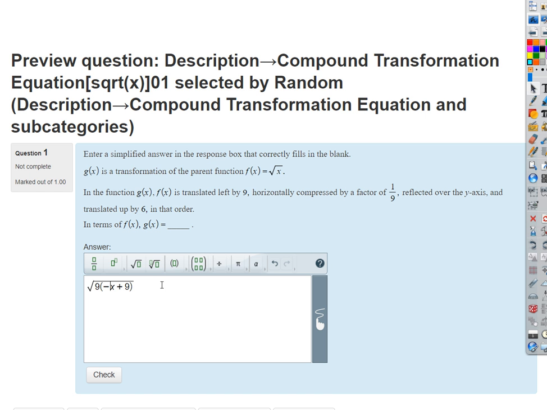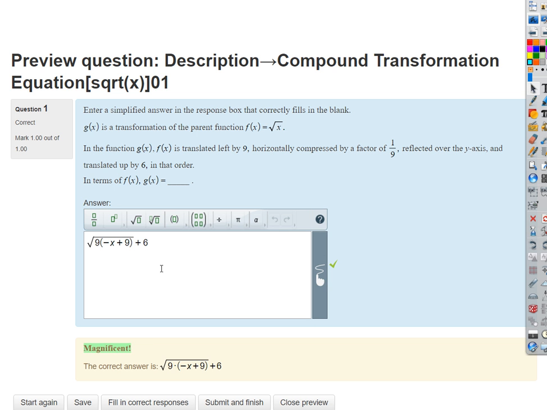You got this. And then finally, if I want to just slide the whole thing up by 6, what do I do? Six, the outside. Outside of everything, I'm just going to add a 6. And that's it, right? But you got to go in that order, or you'd end up with a different answer. Okay, so that was a reflection over the y-axis.